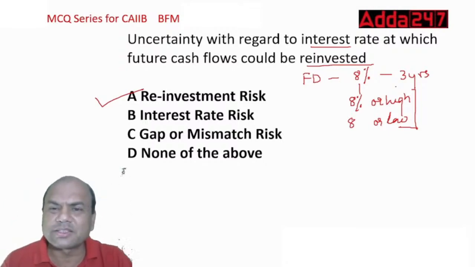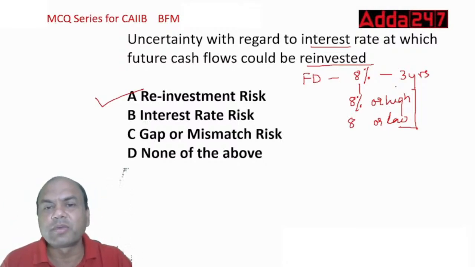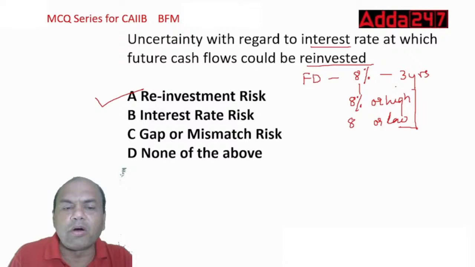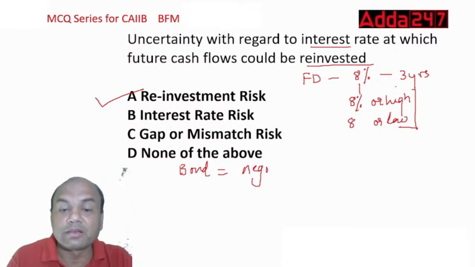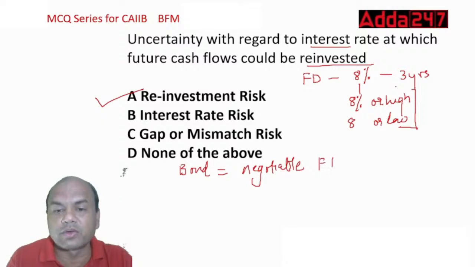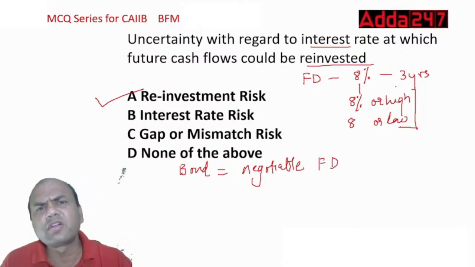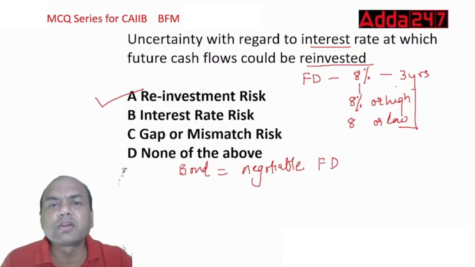See, here you'll say, what is this FD? We are talking of BFMs here. In BFM, remember, all your bonds are similar to FDs. Now tell me, what is the difference between bond and FD? The difference is not much. I'll just give it to you simple: bond equals negotiable FD. Remember, negotiable FD. Because FD is not negotiable, right? Now, what do you mean by negotiable?